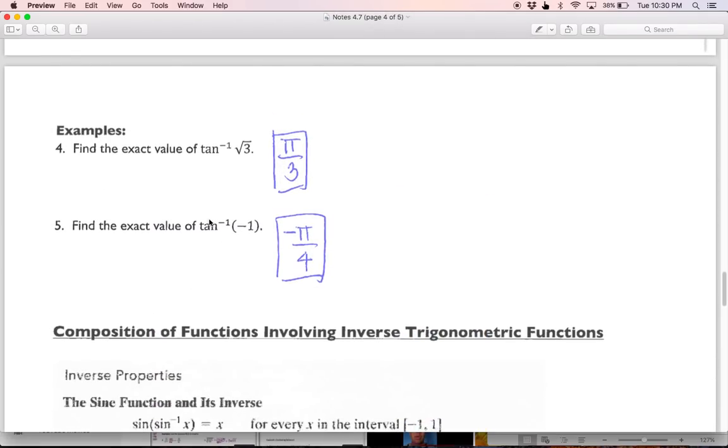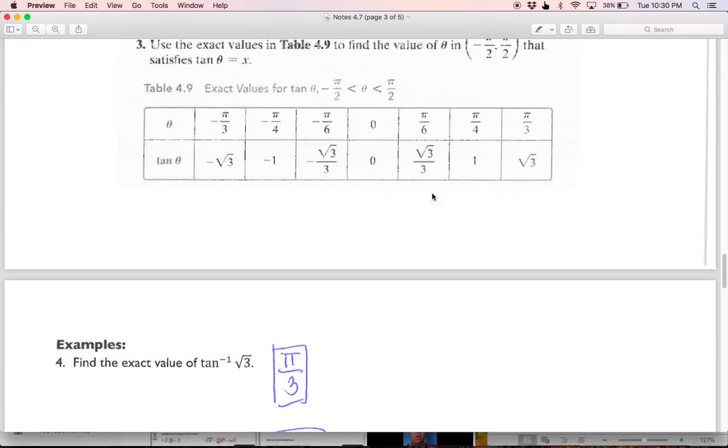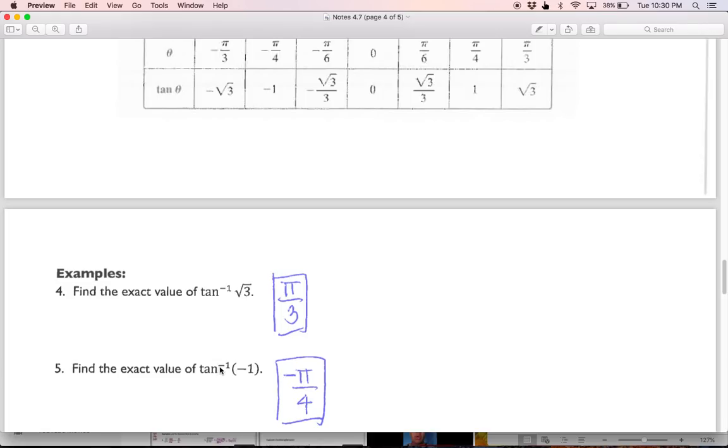So, working the same way, if we want to find the exact value of the tangent inverse of the square root of 3, well, I don't have that labeled on my unit circle, but you hopefully do because you just did it. I can look at this table right here. Tangent inverse of positive square root of 3. I see that that is this one. So the answer is pi thirds. The second one wants to know, where does the tangent equal negative 1? That happens, negative 1 here, at negative pi fourths.